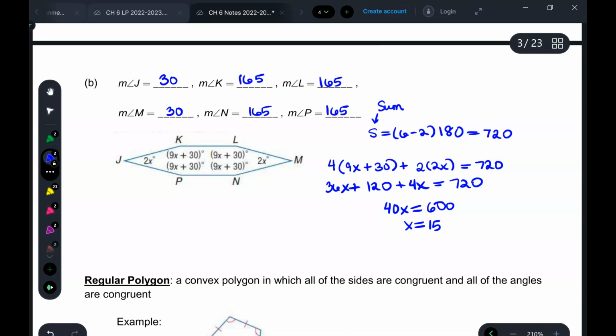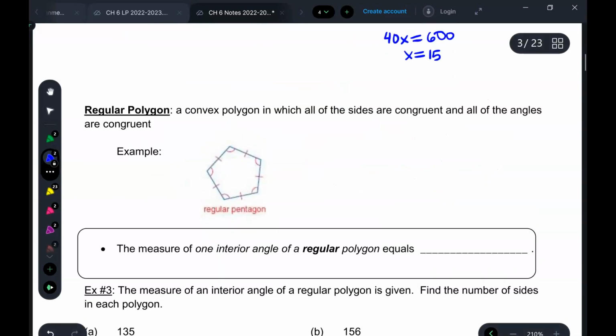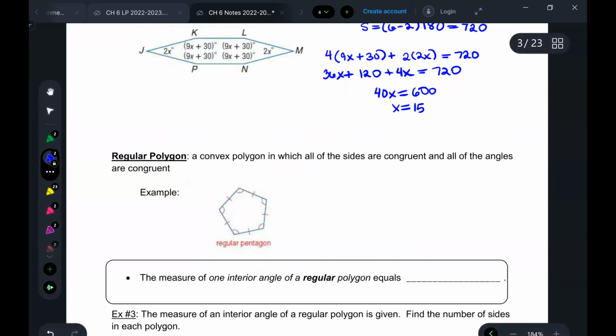So depending on how many sides, it's going to change what they add up to, right? So if I had a heptagon, we would do 7 minus 2 times 180, and then add them all up. What's that? Good.